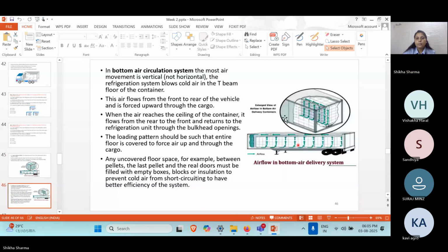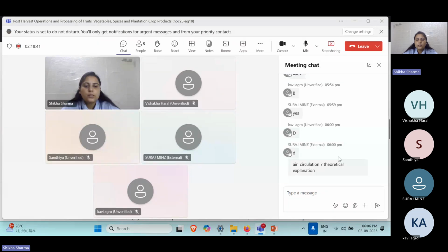In the bottom circulation system, what happens? Air flows from bottom to top, and there will be channels like this. From the floor there will be vertical pipes in between also until the end, and then all the air will be collected from the ceiling. So this kind of system is the bottom one. So Suraj, is that clear?